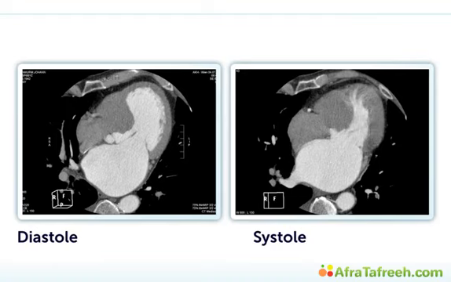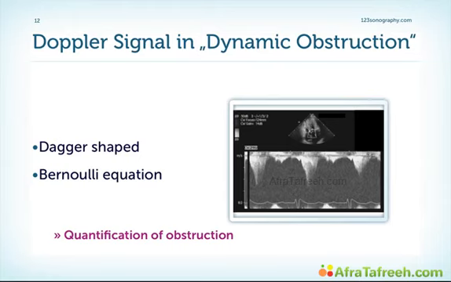Of course, CT is not the method of choice to diagnose patients with hypertrophic cardiomyopathy. You should actually be using echocardiography. We also find another typical sign in these patients.